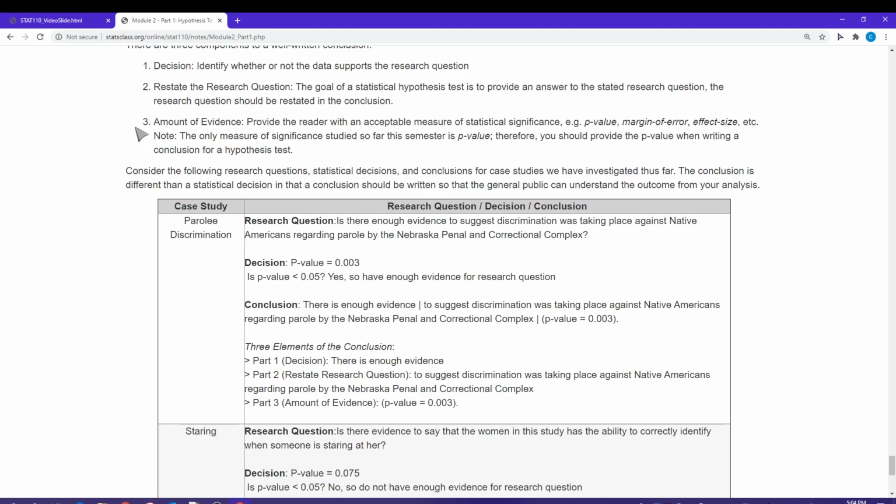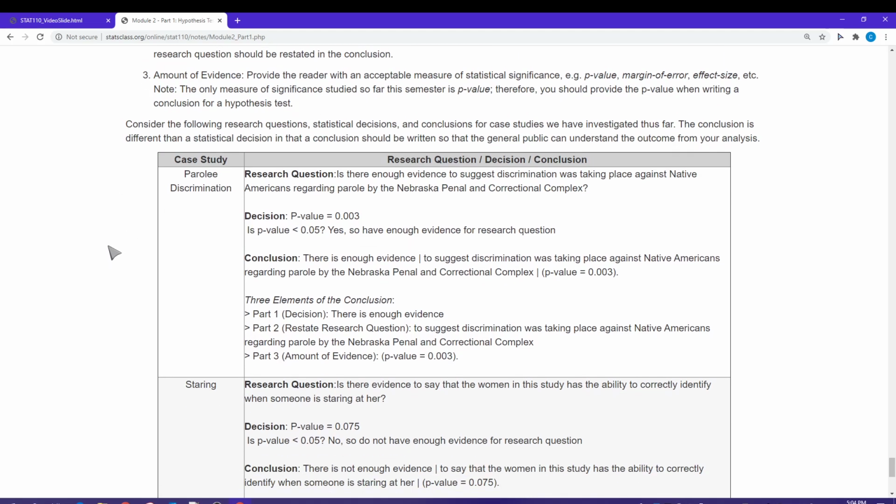Different measures of evidence are the p-value. We could also use the margin of error when we learn about that. There's another quantity called the effect size. You could use that as an acceptable measure of the amount of statistical evidence that we have. Now, the only one that we have at our disposal at this point is the p-value. So for now, we're going to be using the p-value in our conclusion statements.